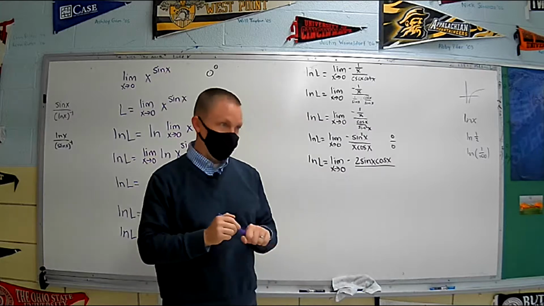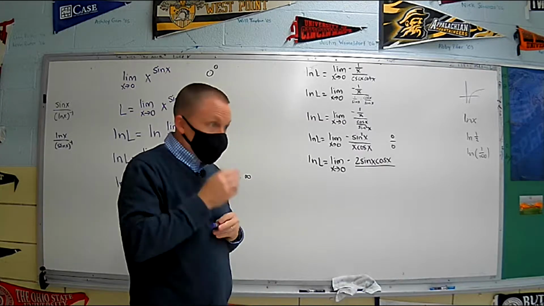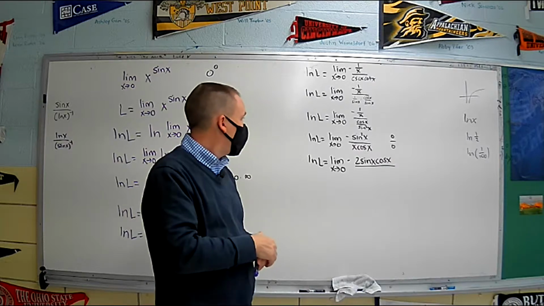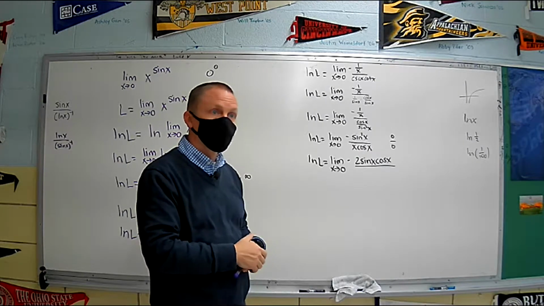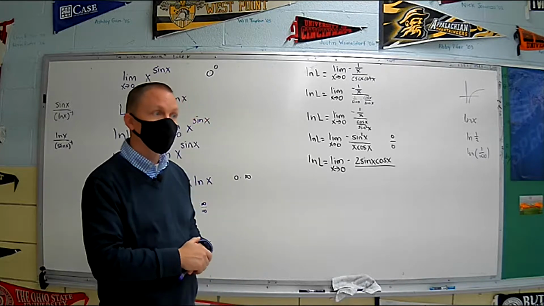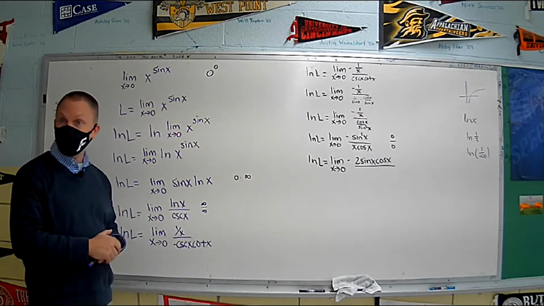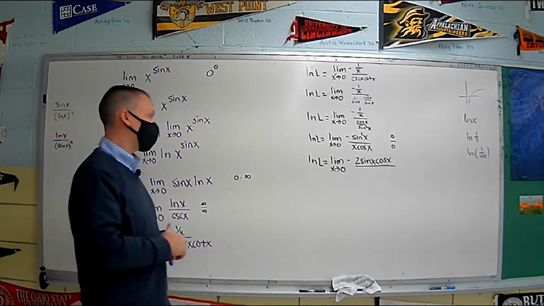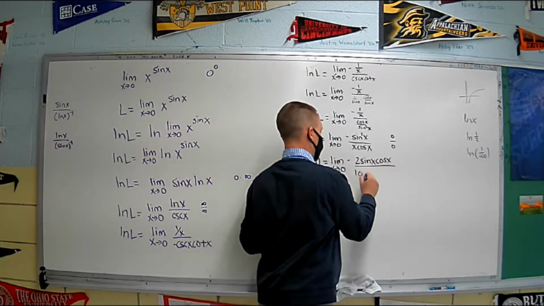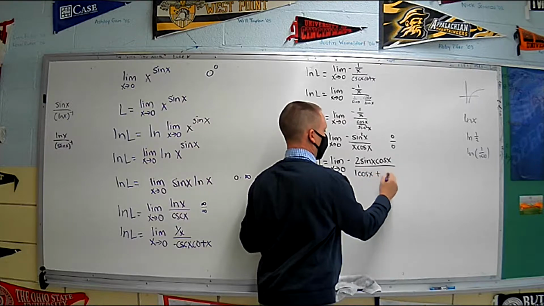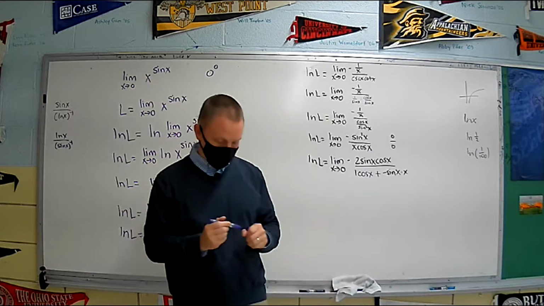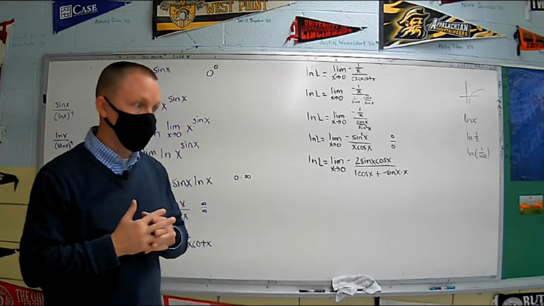Now, what's the derivative of the denominator? There's a product rule there, friends. That's x times cosine of x. So we've got to use the product rule. It'd be the derivative of the first, 1, times the second, cosine, plus the derivative of the second, negative sine of x, times the first, x.